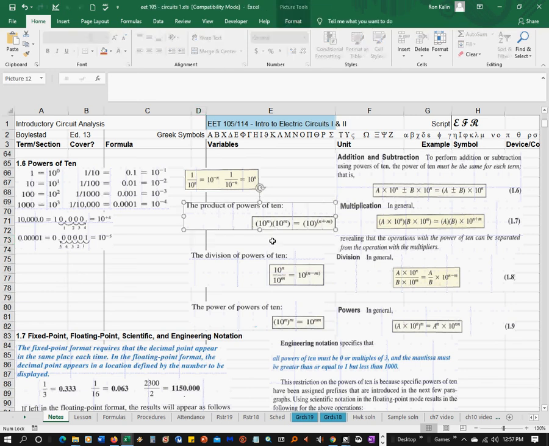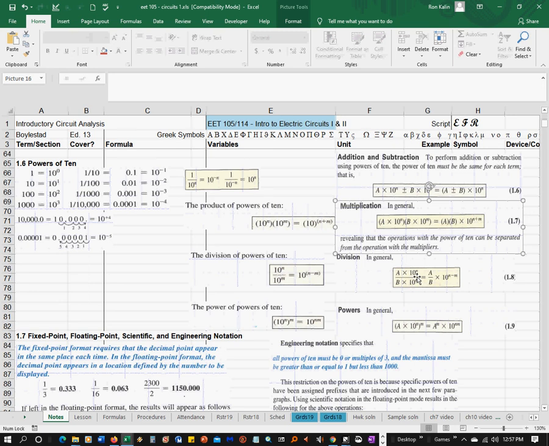The product of powers of 10, multiplication: 10 to the n times 10 to the m, you add n plus m. So in general, if you have a and b involved, and they could be any number, you would do a times b times 10 to the n plus m power. And then division, likewise: a times 10 to the n divided by b times 10 to the m equals a divided by b times 10 to the n minus m.